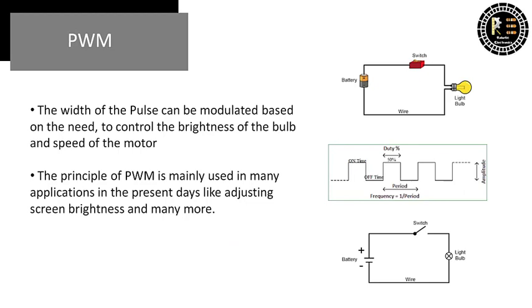Here you can see the width of the pulse can be modulated based on the need to control the brightness of the bulb and the speed of the motor. This is known as modulating the width of the pulse, that is PWM.